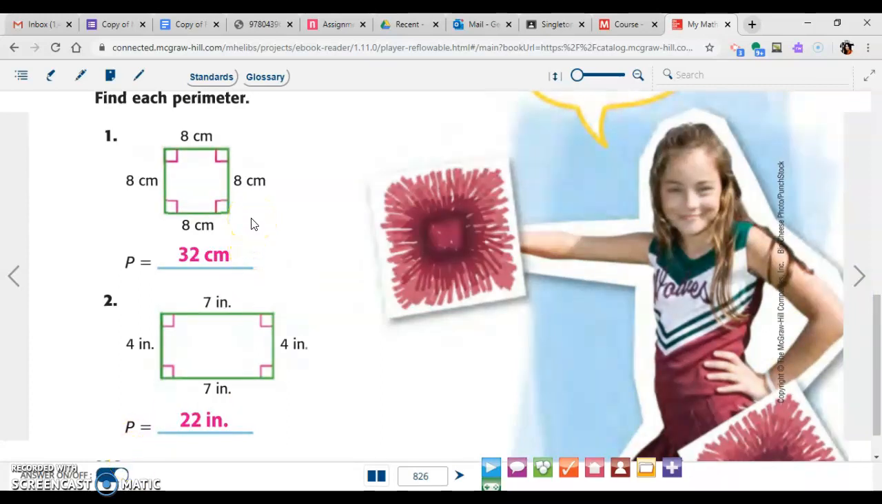This one is 32. 8 times 4 is 32, so 32 centimeters, or 8 plus 8 plus 8 plus 8 is 32. Now for this one, 7 plus 4 is 11. So you have 11, and then you can add these two and have 11. The answer is 22. Or 2 times 4 is 8. 2 times 7 is 14, and you add them, and you get 22. Okay, let's move on.